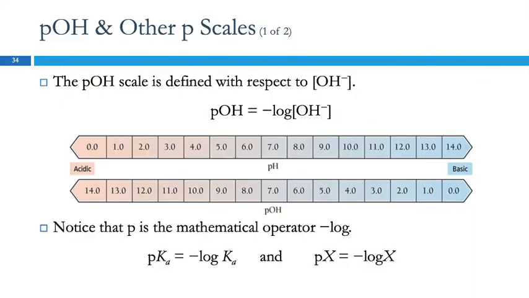So the pOH scale is just defined with respect to the hydroxide ion concentration instead. So here's the pH scale. The pOH scale is exactly opposite. So this mathematical operator, P stands for negative log of. So we can have a pKa. That's the negative log of the Ka. We can put anything in there, x. Px is the negative log of x. You could have the P calcium, the negative log of the calcium ion concentration.